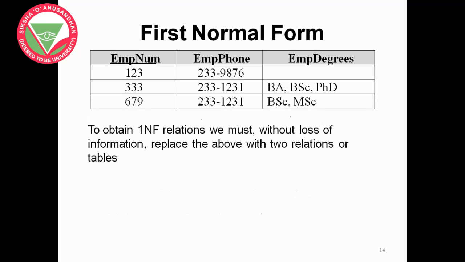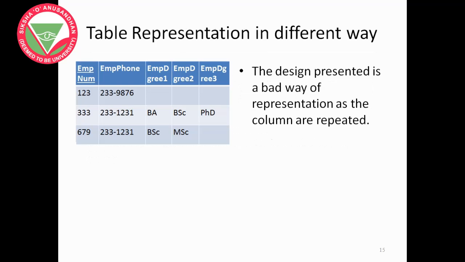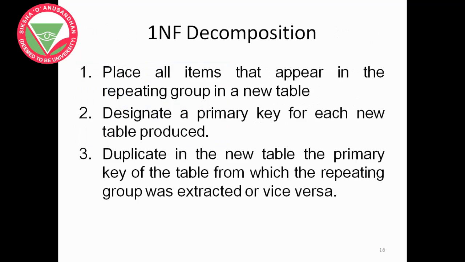So in order to obtain the first normal form, we must, without loss of information, replace the above with two relations or two different tables. Now this is another way of representing the table, but still we have got repeating groups. We have got employee degree 1, employee degree 2, employee degree 3. So this is again another bad way of representing the table.